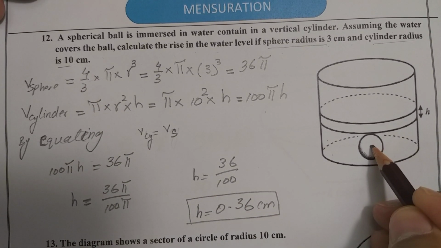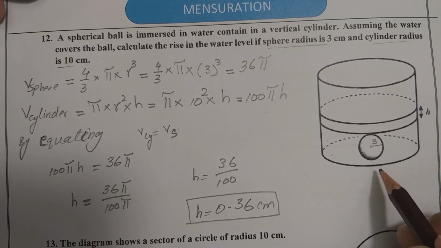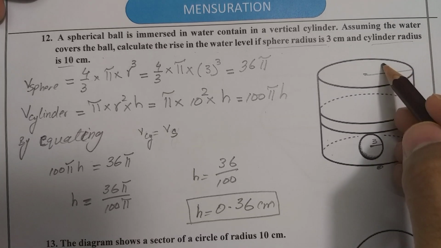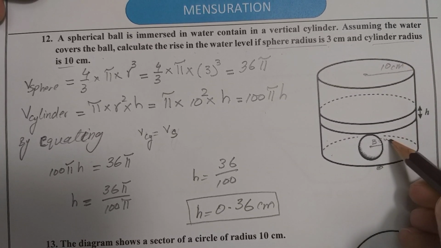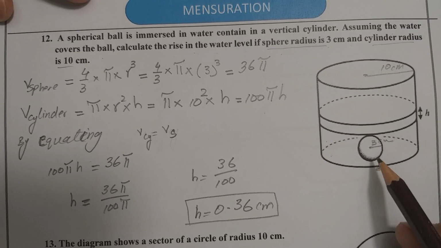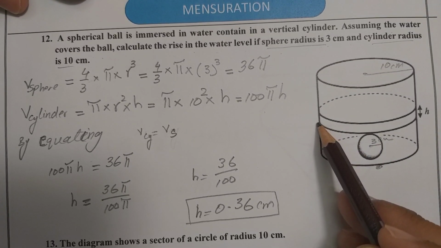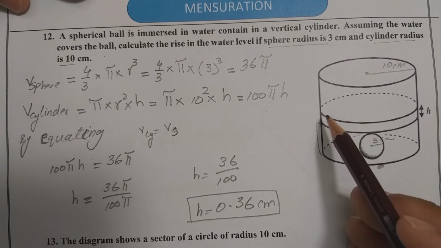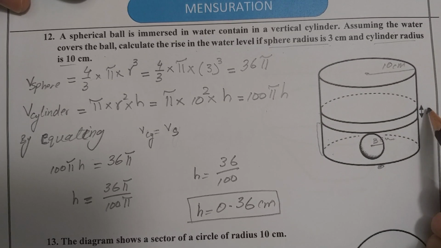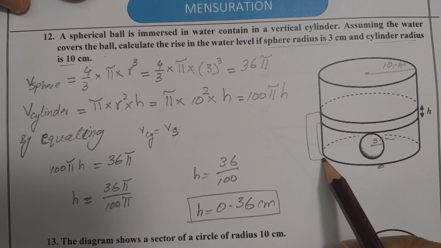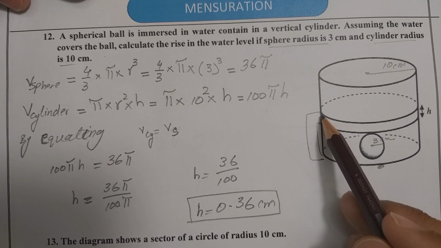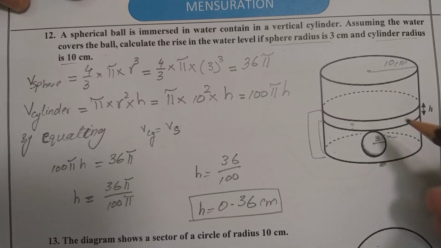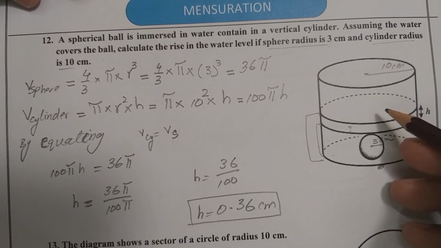Sphere radius is 3 centimeter and the cylinder radius is 10 centimeter. Before putting the sphere in the water, this is the first level of the water, and after putting it, the level of the water rises. So this is the rise level. But if you look here, this is also the height of the water, so there are two heights of the water. We need to find actually this height, how much the level of the water rises.